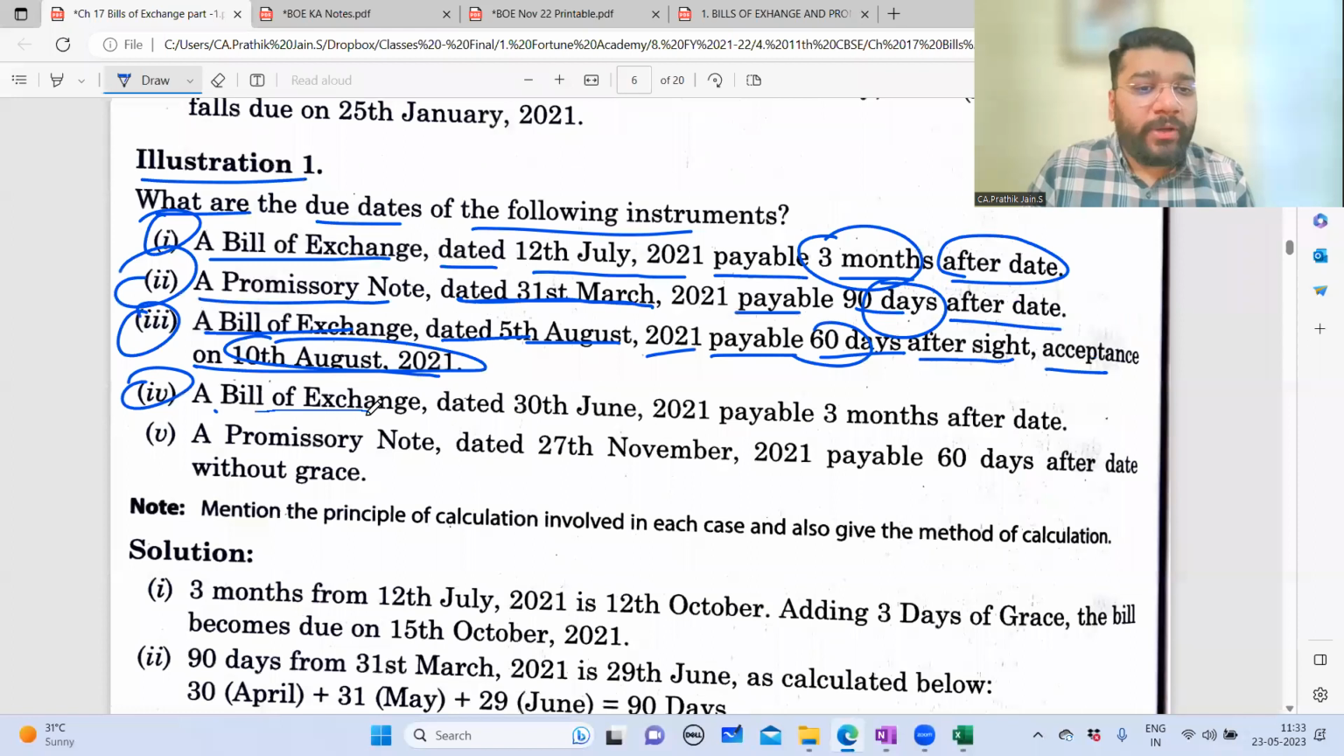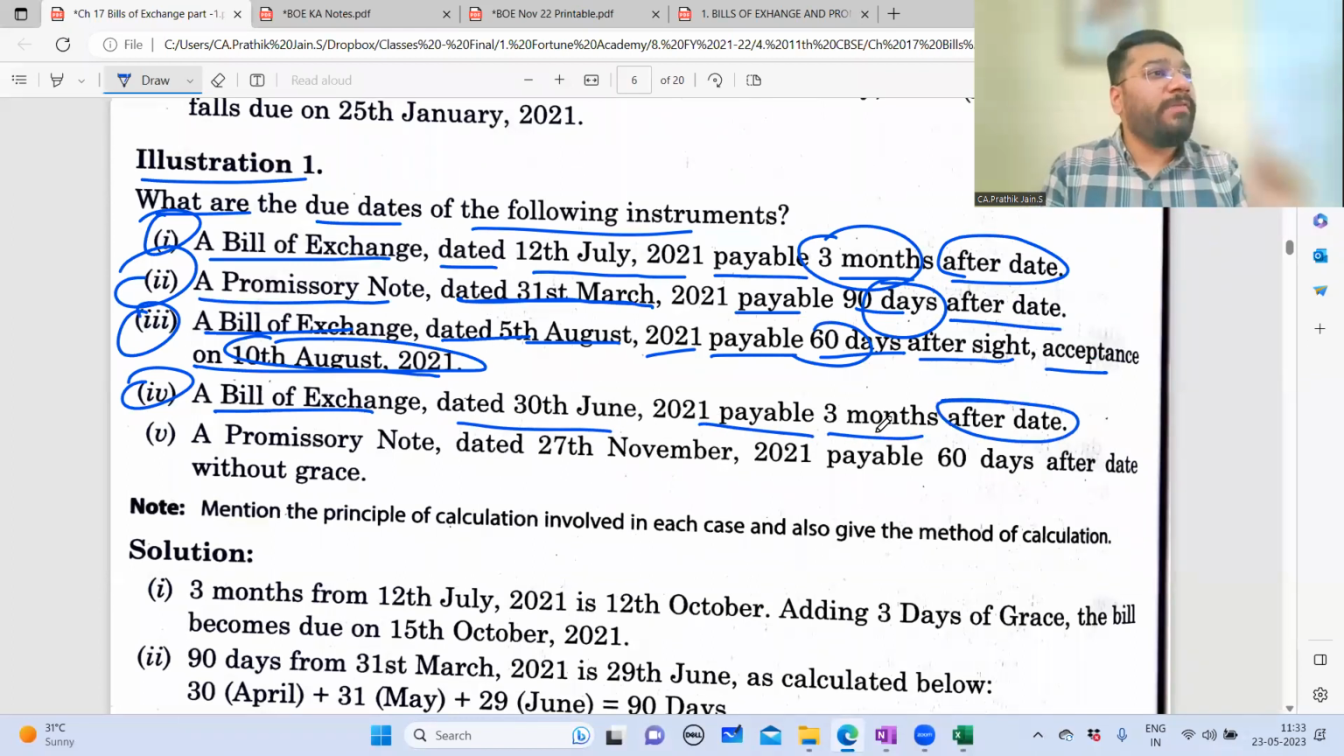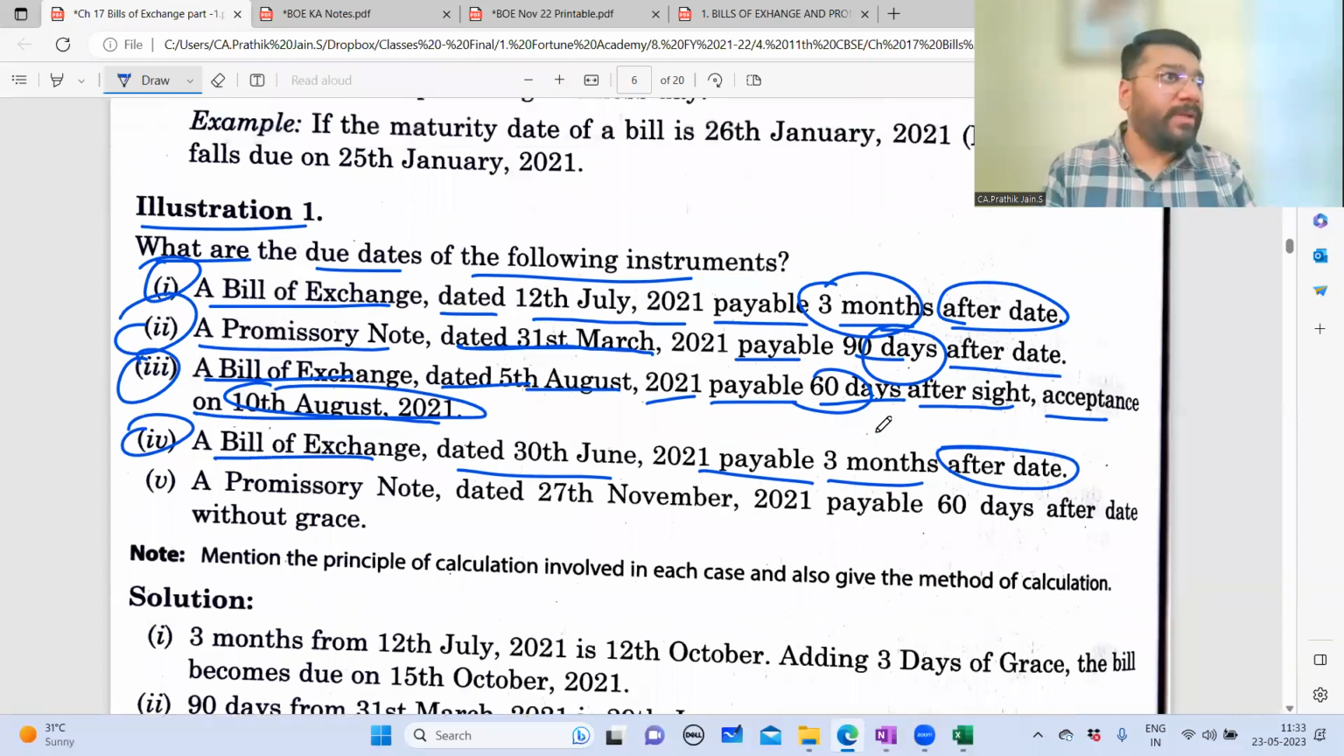Fourth one, I want all of you to try. Bill of exchange dated 30 June, payable 3 months after date. Now you try by yourself and tell me the maturity date.